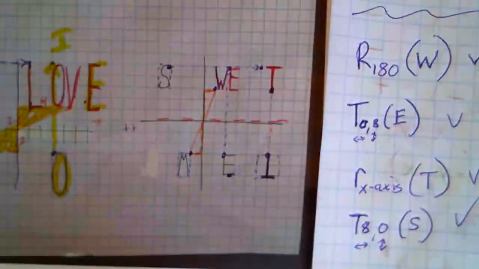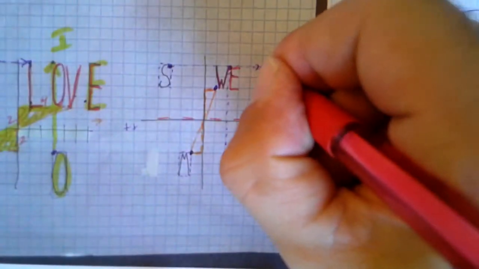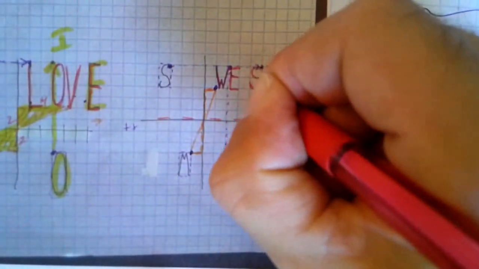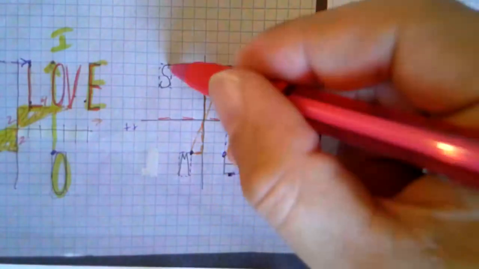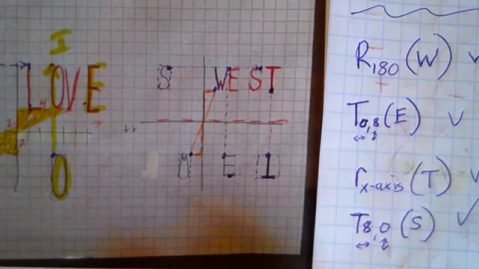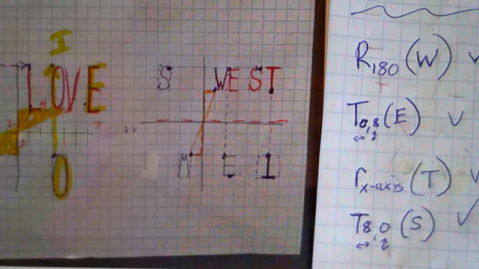Let's put it in here and be done. Okay, so this is where the S went. You see how the anchor point was the top right corner. So as long as you keep in mind what part of the letter you're moving, then you get it.